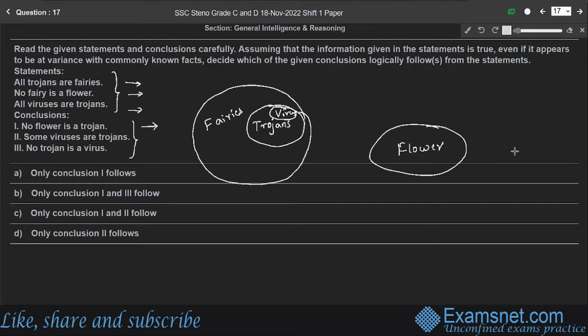No flower is a Trojan. Since no fairy is a flower, therefore no flower is a Trojan, which is true. Since all Trojans are fairies and no fairy is a flower, therefore no flower is a Trojan, which is true, because of statement 2.